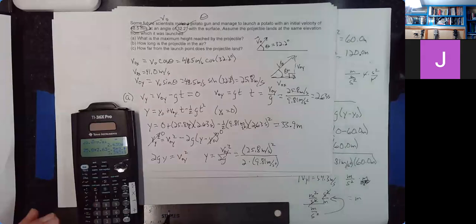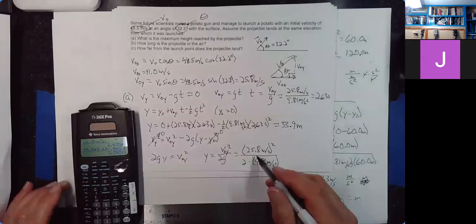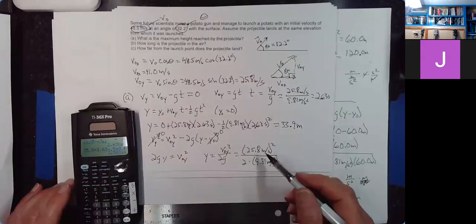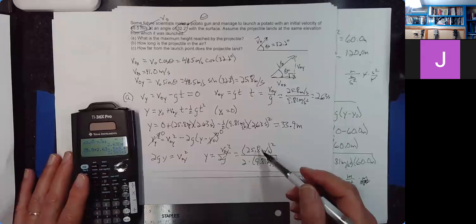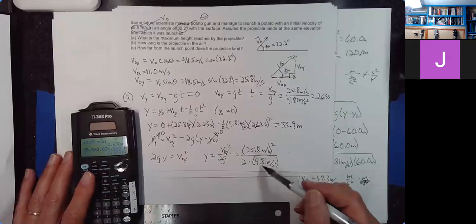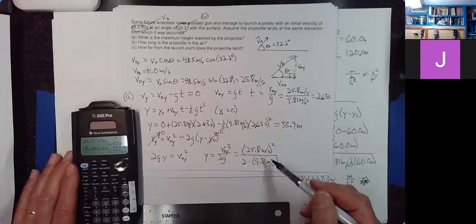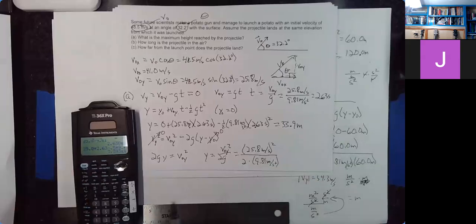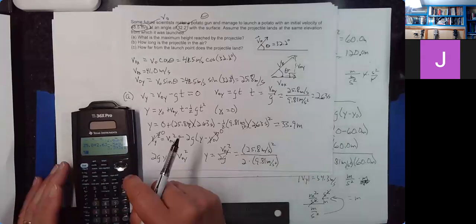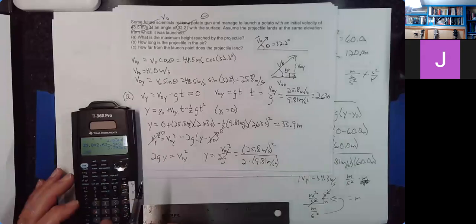So let's see. Trying to do this in my head, I'm going to have 600 and something divided by about 20. I'll expect a number somewhat bigger than 30. Maybe like that one. We'll see. Oops, clear. 25.8 squared.